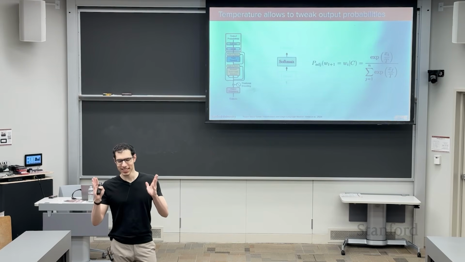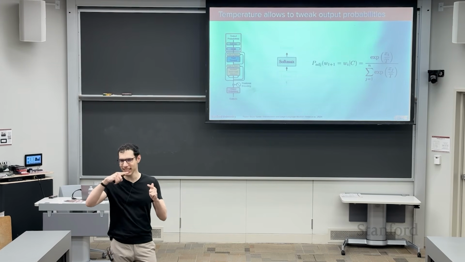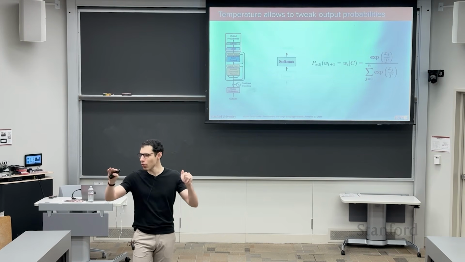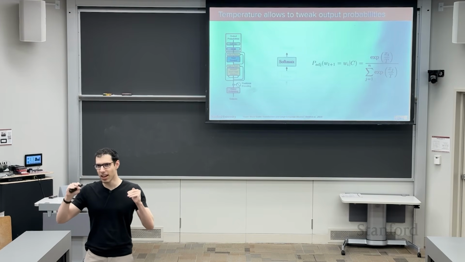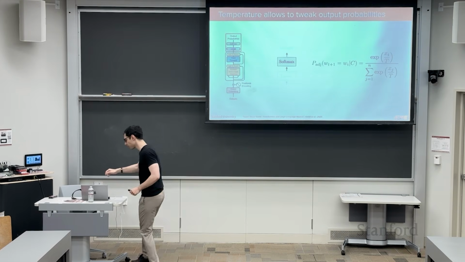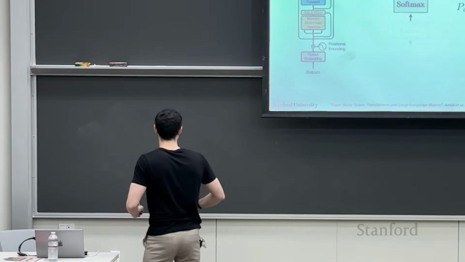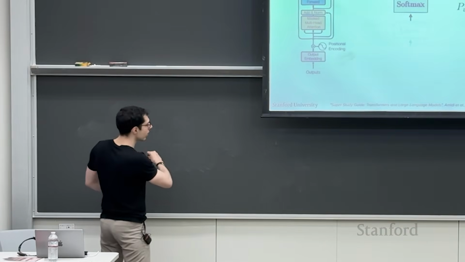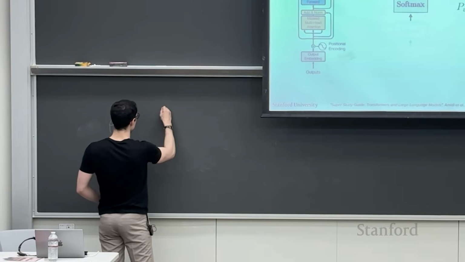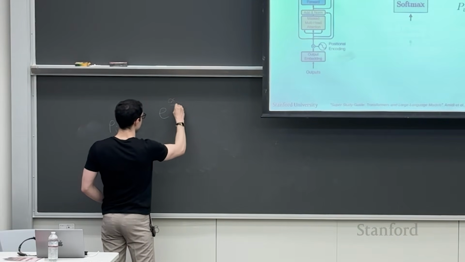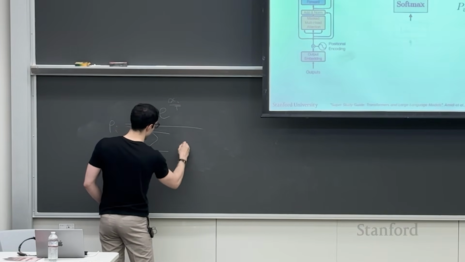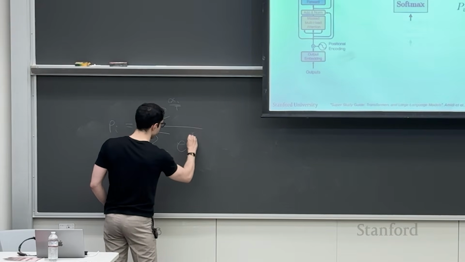So the long story short is low temperature will create a spiky distribution, and high temperature will create a uniform distribution. I think you had the right intuition. I'm going to write this in more mathematical terms. Let's suppose you have your probability, which is the exponential of xi over t over the sum of exponential of xj over t.